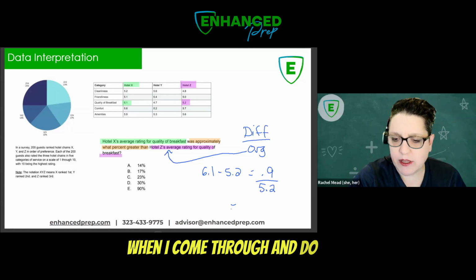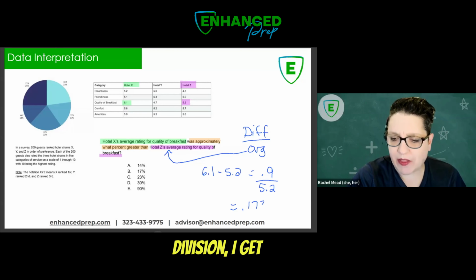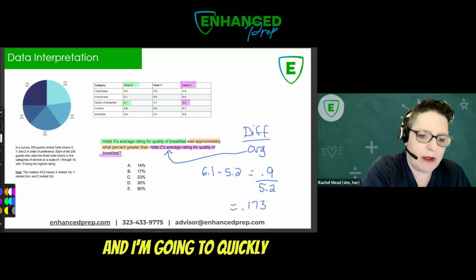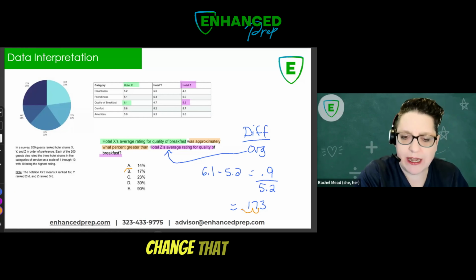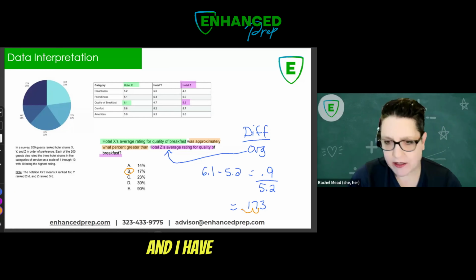When I come through and do this division, I get 0.173. And I'm going to quickly recognize that I just moved my decimal 2 places to change that into a percent. And I have answer choice B.